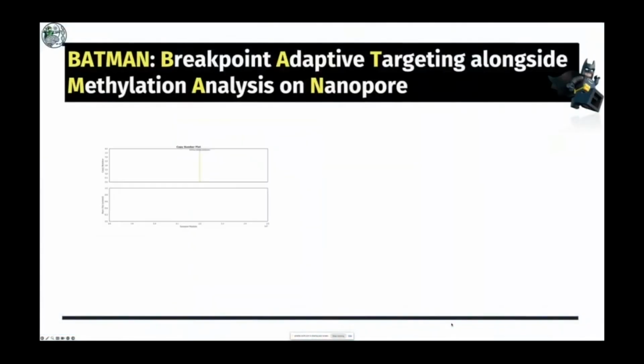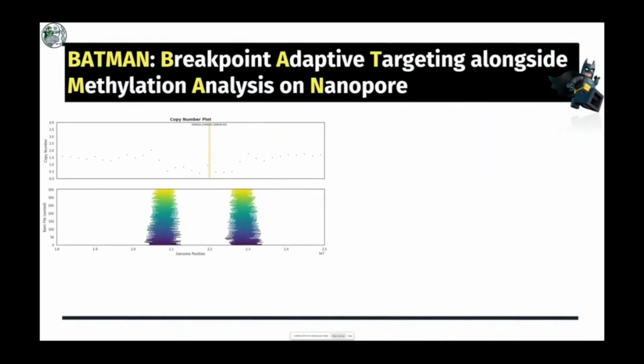But having told you about Robin, I just want to mention Batman, which is something that we are working on. And this is a unique feature of adaptive sampling. Batman is breakpoint adaptive targeting alongside methylation analysis on Nanopore. What does Batman allow us to do? Well, I'm showing you here a copy number plot covering the locus of CDKN2A/2B. And you can see clearly the change there in coverage that's indicative of a deletion.